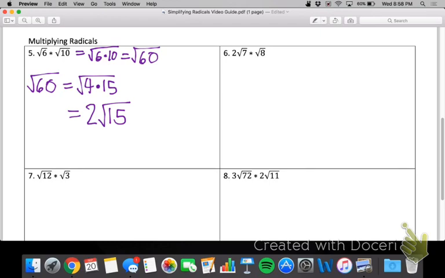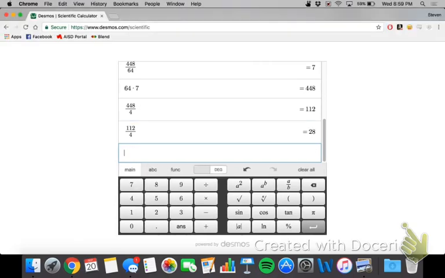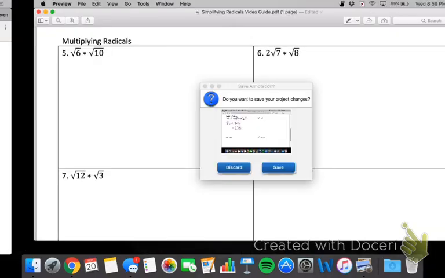Again, always a good idea to check your work. So we had 2 square root 15. Originally we had square root 60. We simplified it, or no, originally we had square root of 6 times the square root of 10. And we then said that that's equal to 2 times the square root of 15. Sure enough, same decimal for each one.